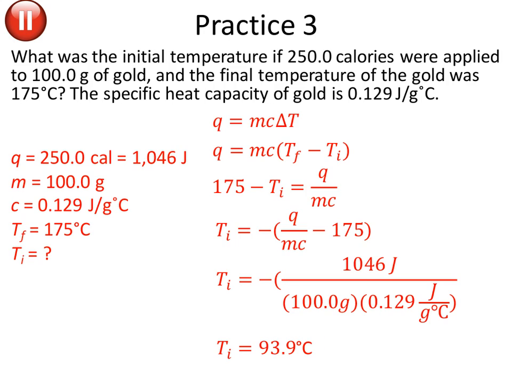In this case, our initial temperature is 93.9 degrees Celsius, meaning that our gold has absorbed some thermal energy. It has absorbed heat because it started off at a lower temperature than its final temperature, and that makes sense because the amount of energy that it absorbed was positive. So it had a positive value, meaning it absorbed heat, and that would make the temperature rise.